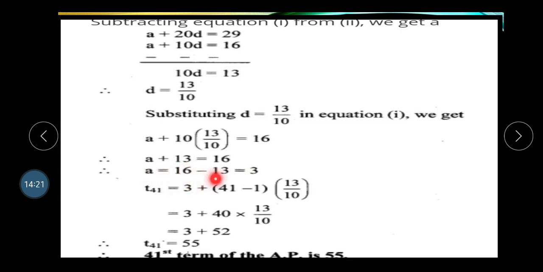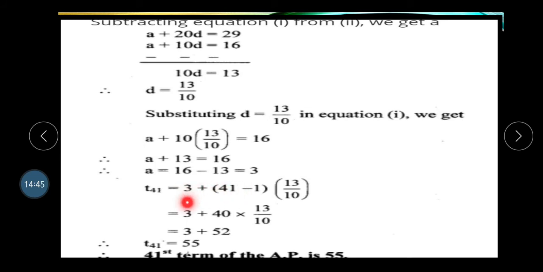D equal to 16 minus 13, that is 3. Now we need to find the 41st term of this AP, students. So T41 equal to, we have the first term, that is A. Actually, we are supposed to write our formula over here, that is Tn equal to A plus n minus 1 into D.